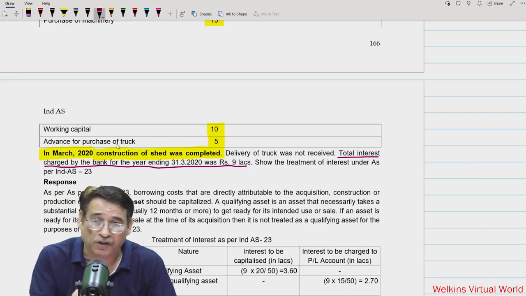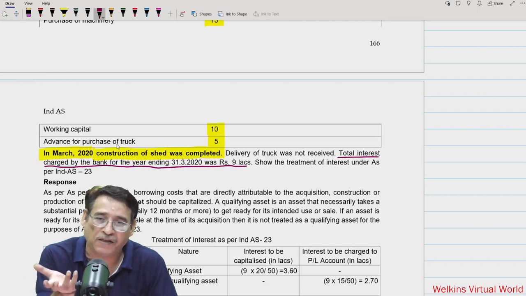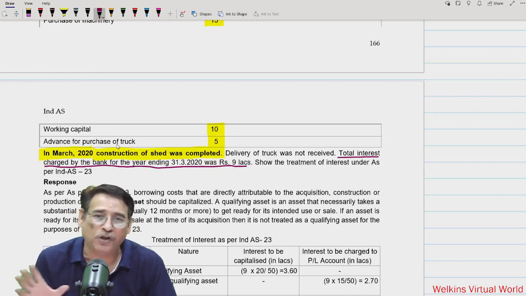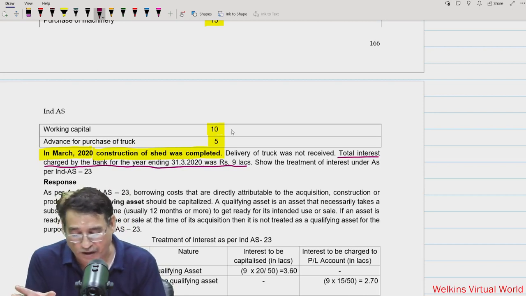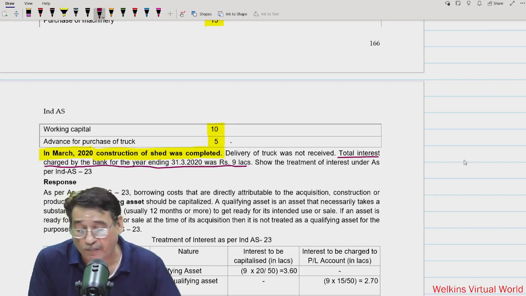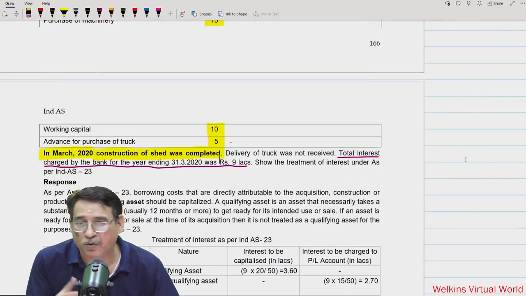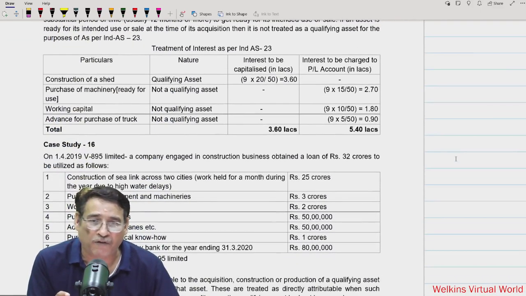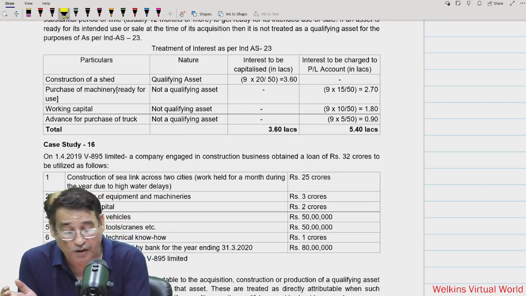Don't go for the truck. Go for the advance. Advance is your prepaid expenses. Again, it is an item of current nature. No question of any capitalization or borrowing cost. So the point here is that working capital and prepaid expenses, that is advance, are not qualifying assets. Even machinery is not a qualifying asset. So whatever interest is related to these three items, that interest will be treated as, as I've already told you, revenue expenditure.